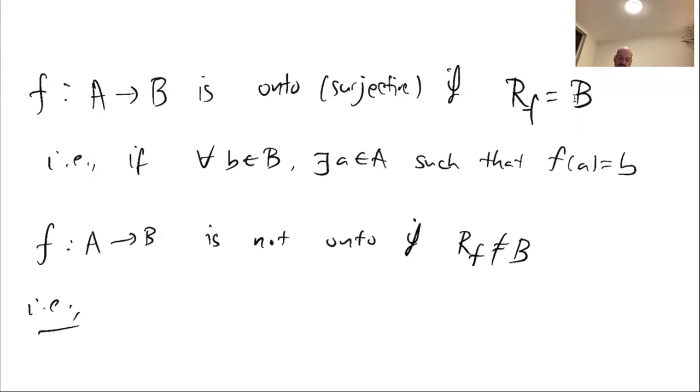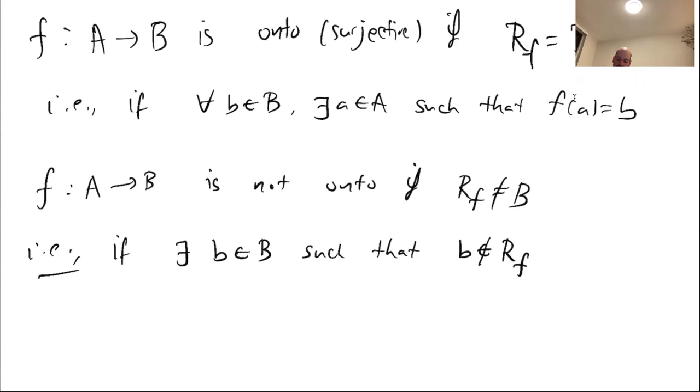So when can I say that the codomain is not a subset of the range? If there exists at least one b in the codomain such that b does not belong to the range of f. If at least one element in the codomain is not included in the range, then the function is not onto.